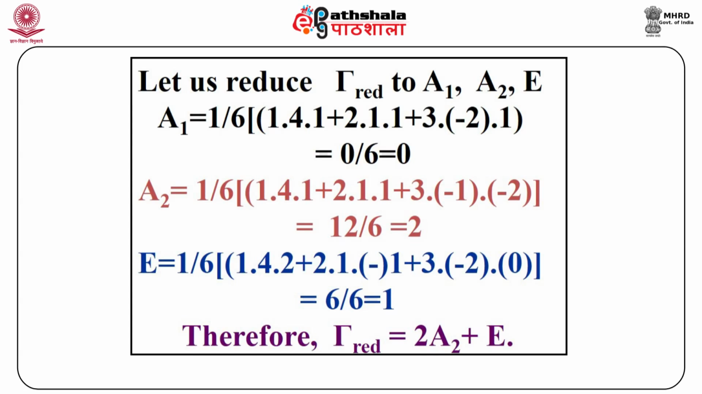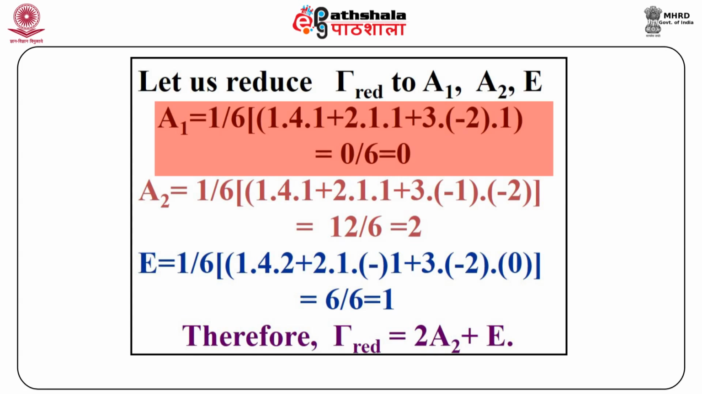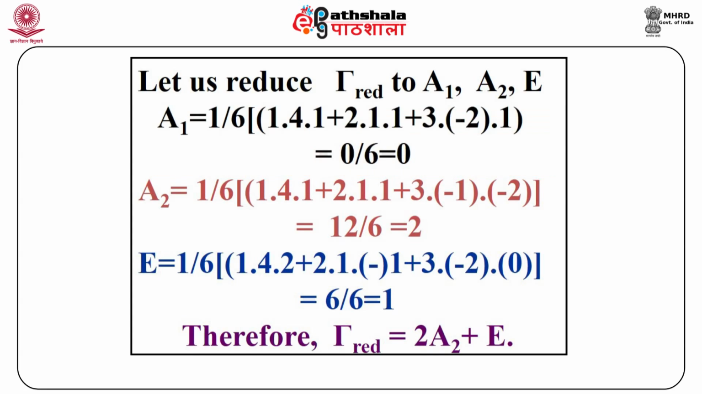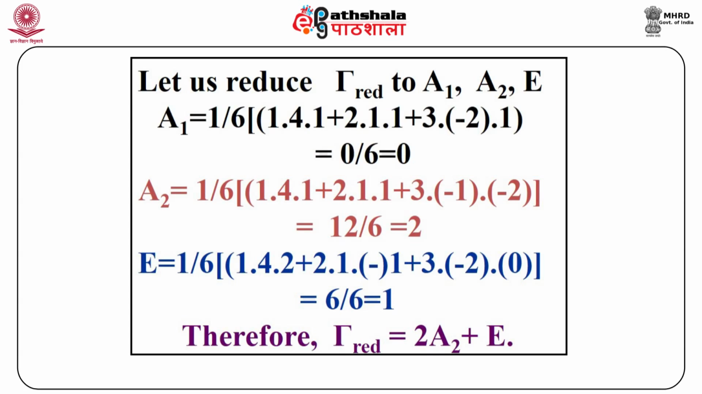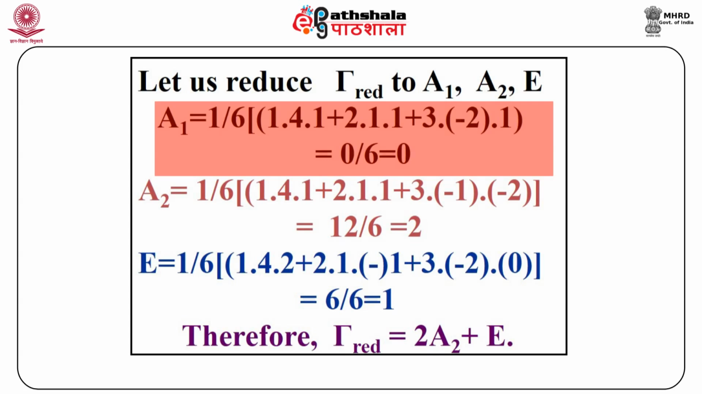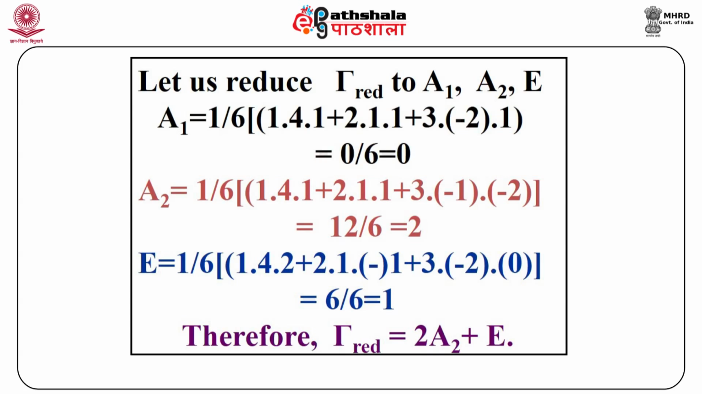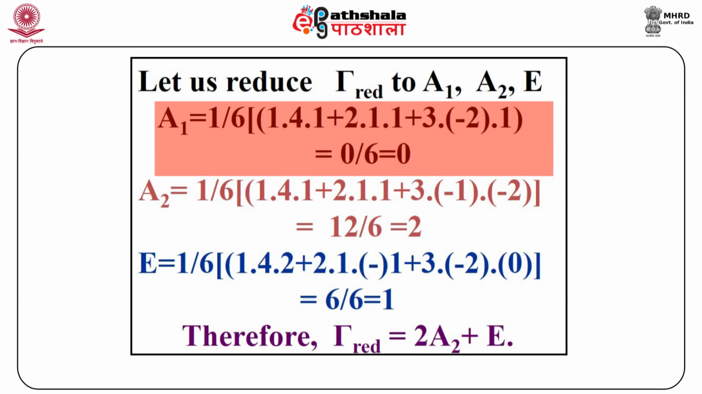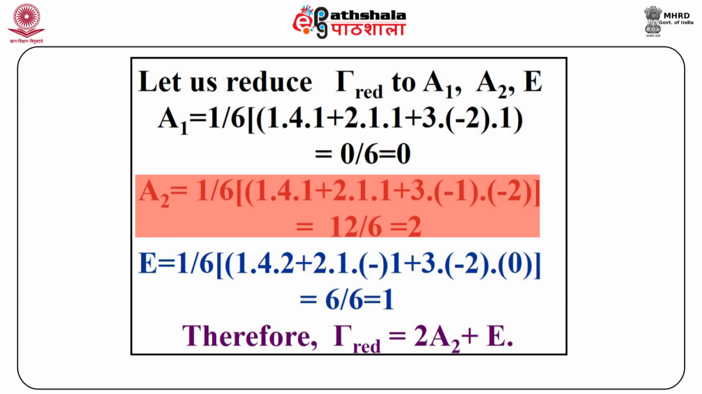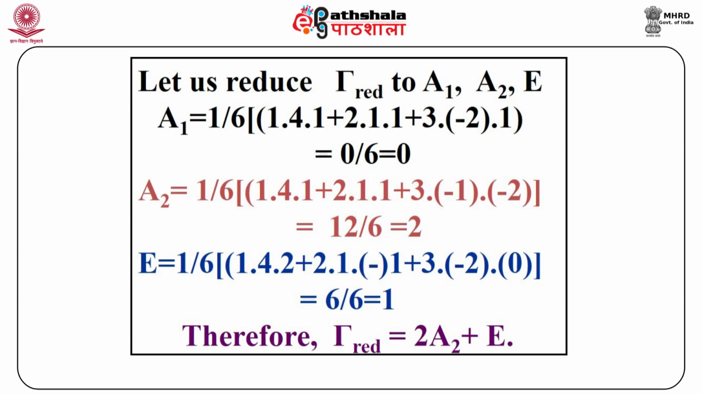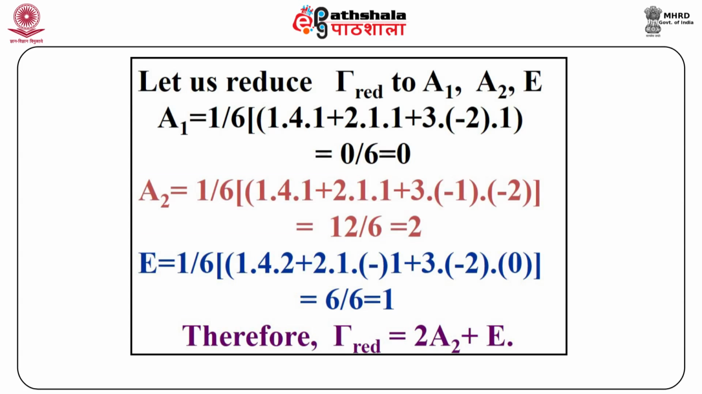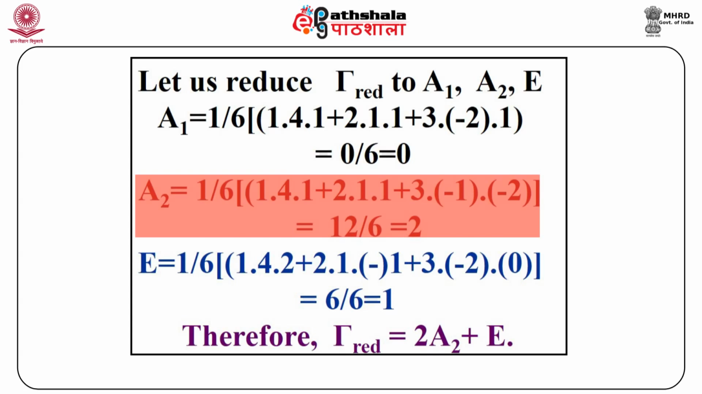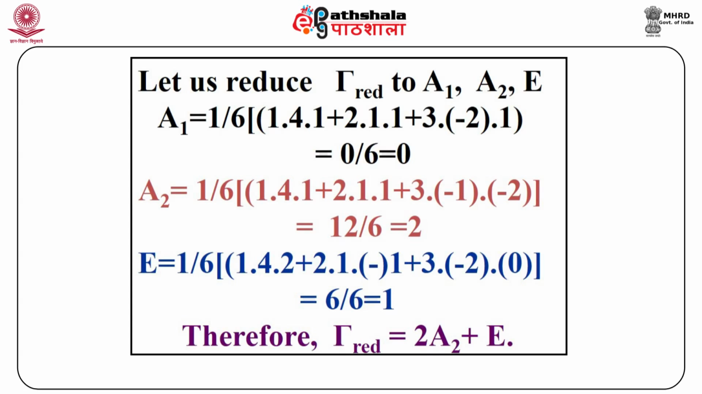For A1 it is 1 by 6 within bracket 1 into 4 into 1 plus 2 into 1 into 1 plus 3 into minus 2 into 1, that is 0 by 6, that is 0. No A1 is there in tau reducible. A2 is equal to 1 by 6, 1 into 4 into 1, 2 into 1 into 1 plus 3 into minus 1 into minus 2, that is 12 by 6, 2. That is, A2 repeats 2 times in this reducible representation.